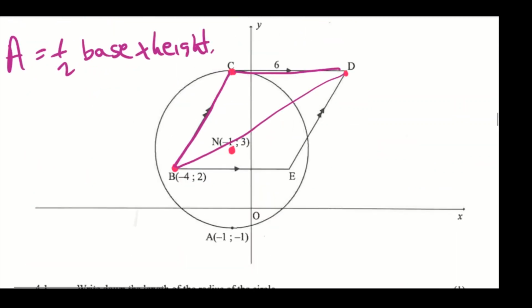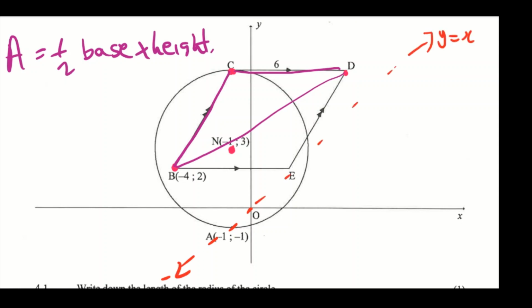So if it reflects about this line here, y is equal to x, it means now that if N is equal to minus 1 and 3, then for M it's going to be 3 and 1, sorry, 3 and minus 1. It's just that the y value becomes the x value, and the x value becomes the y value. So it's just that, meaning it would be somewhere here.